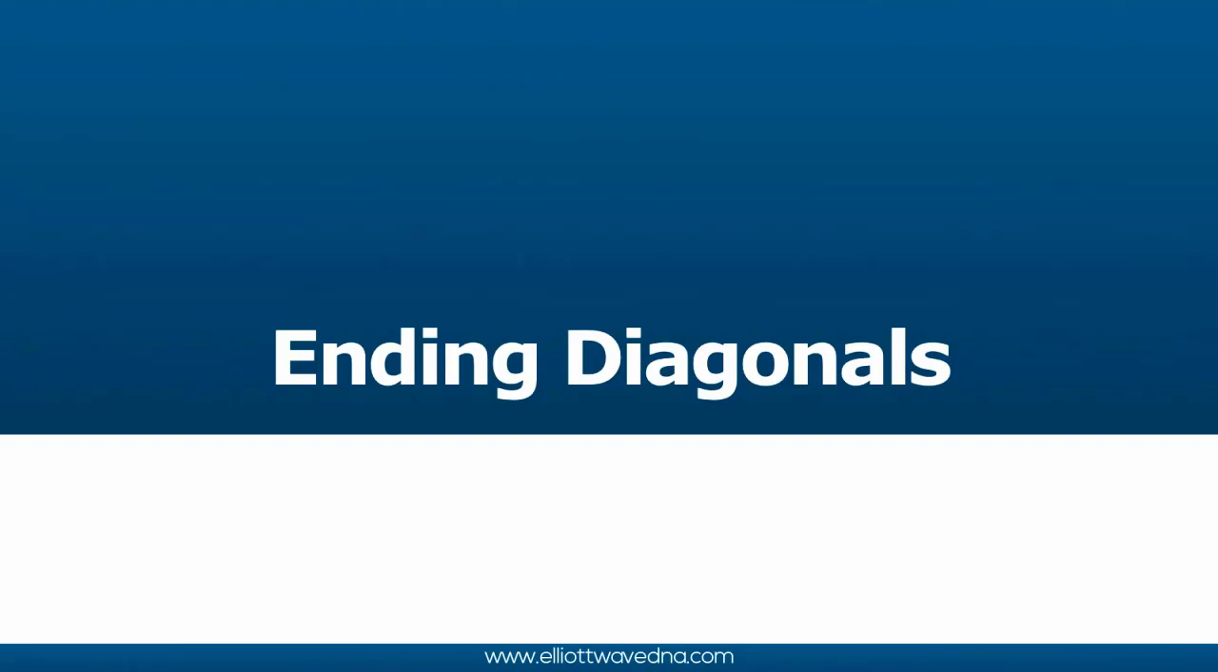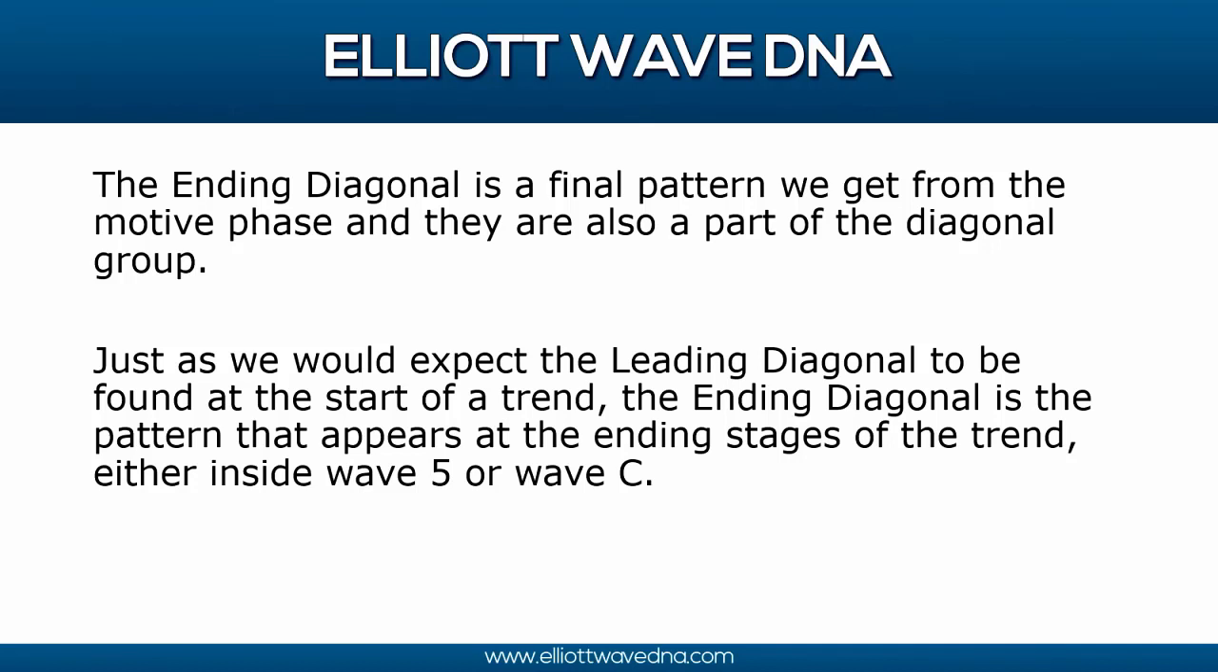Ending diagonals. The ending diagonal is a final pattern we get from the motif phase, and they are also part of the diagonal group. Just as we would expect the leading diagonal to be found at the start of a trend, the ending diagonal is the pattern that appears at the ending stages of the trend, either inside wave 5 or wave C.